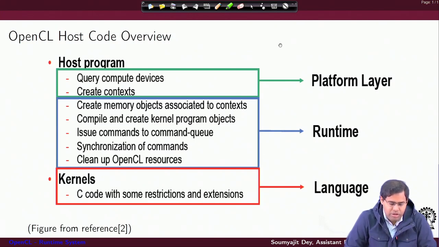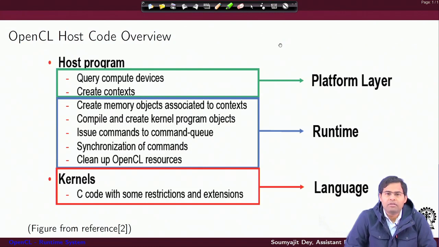Now, once you have queried the compute devices, understood their organization, and created the context in the platform layer, you move on to the runtime. This is all happening in one program, right? You have to do all these things followed by execution of the kernel. We are just trying to specify the structure of the program here. So, these are the initial structures, and now they will be followed by the way different memory objects are to be created and associated to the context. This is the part of code which should come immediately after you create the context.